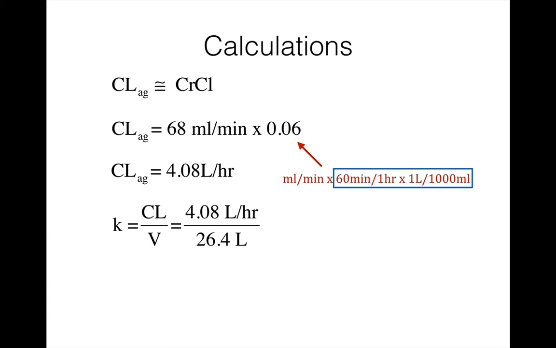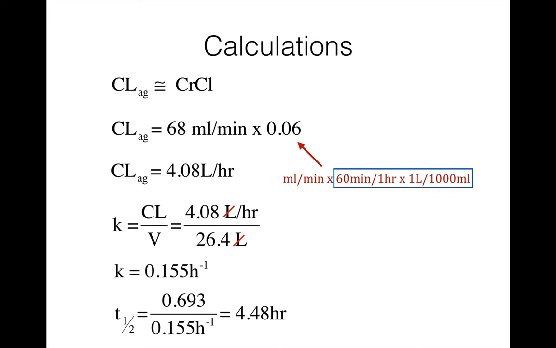We know that K is equal to clearance divided by volume of distribution, so our predicted population clearance is 4.08 liters per hour, and our predicted volume of distribution is 26.4 liters. This gives us an elimination rate constant of 0.155 hours to the minus 1 after we cancel out the liters. That translates to a half-life of approximately 4.5 hours.